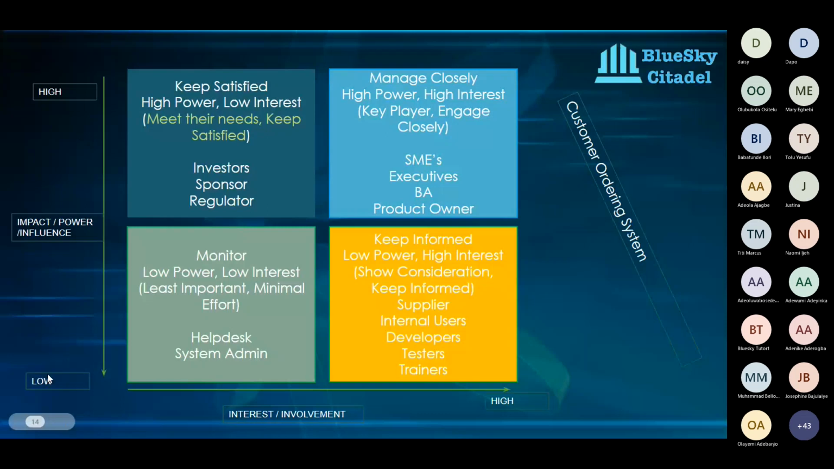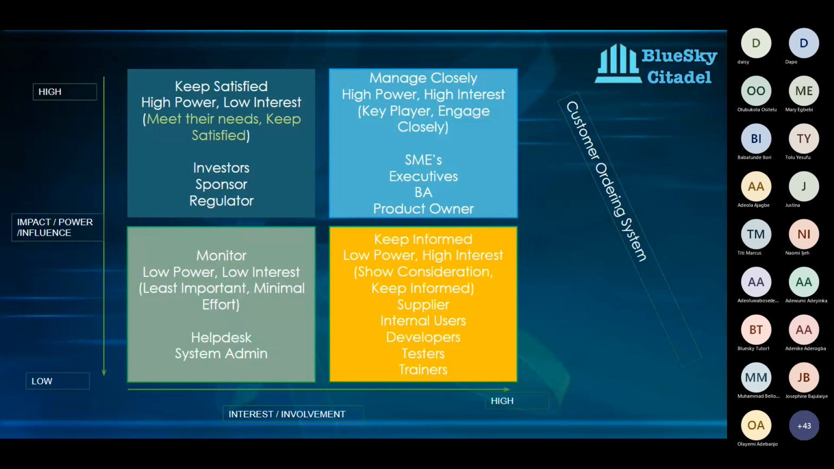So on here, you will see that we have the high power, low interest stakeholders. Any stakeholders that fall into this part of your stakeholder matrix, we need to keep them satisfied. We need to meet their needs and keep them satisfied. High power, low interest stakeholders are your stakeholders that have a high influence. They have a high impact on the outcome of your project.